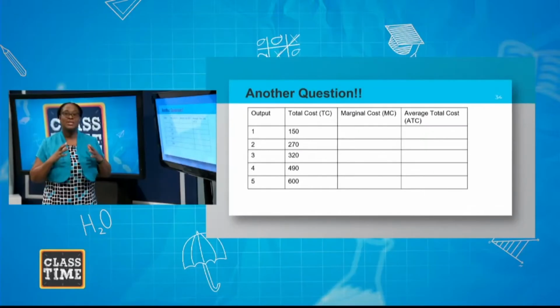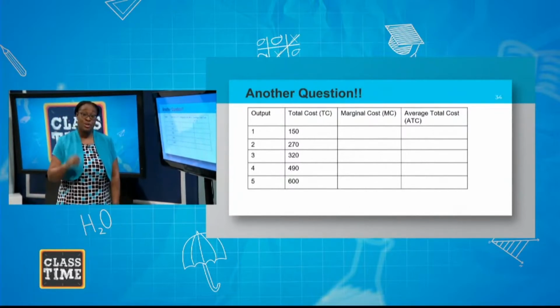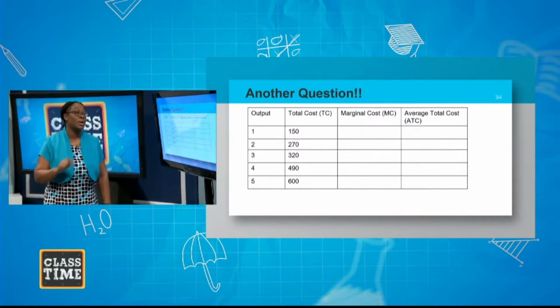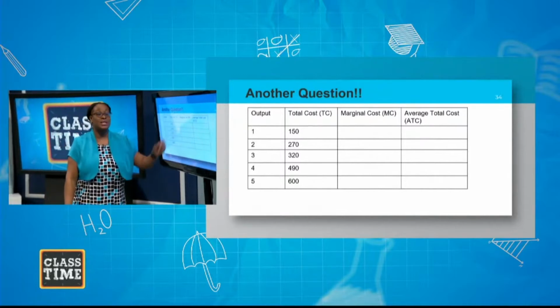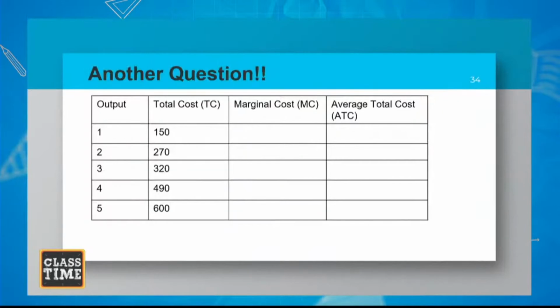Students, just to make sure that you make no errors, I've always said to my students, write the formulas at the top of the page so you do not forget. If you have to sing it, if you have to DJ it, whatever it is, memorize your formula. So your marginal cost is the change in total cost divided by the change in output.